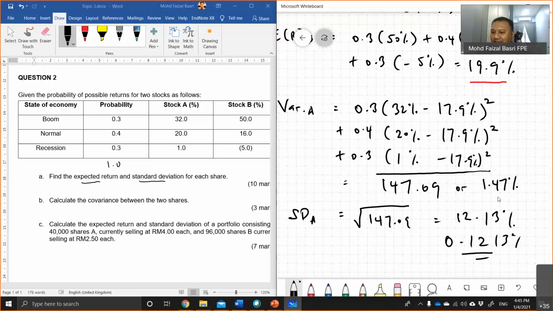Tapi kalau you letak ni, sama tak? 0.12% dengan 12%. Tak sama. So be careful lah. Okay, as long as you know the number represents percentage or not. Kalau you tak sure, you don't put lah. Okay, terima kasih. Right, but meaning kalau you just leave it as it is, this is actually 12.13%. Okay, so the conversion is this part, 12.13%. So that's how you write lah.